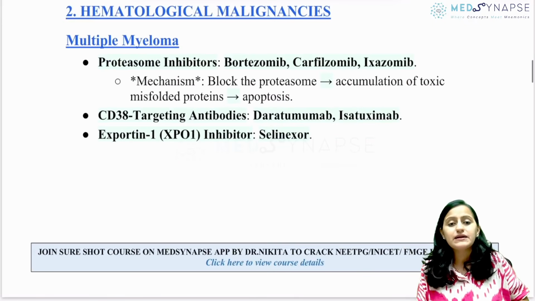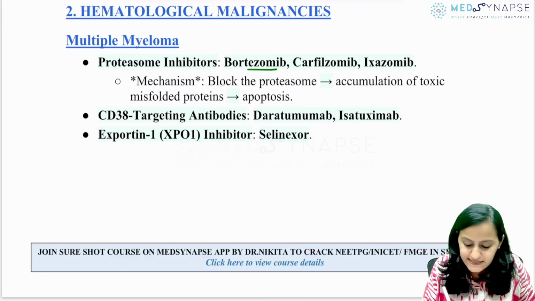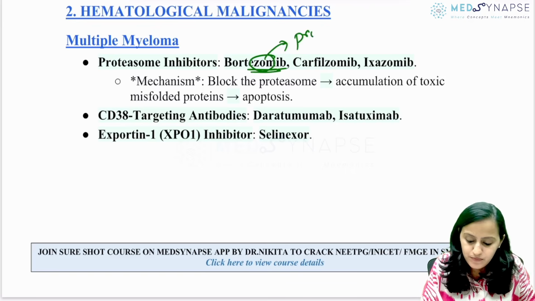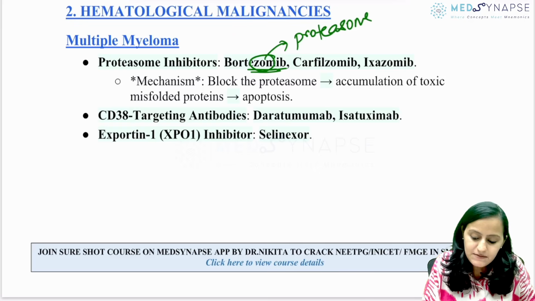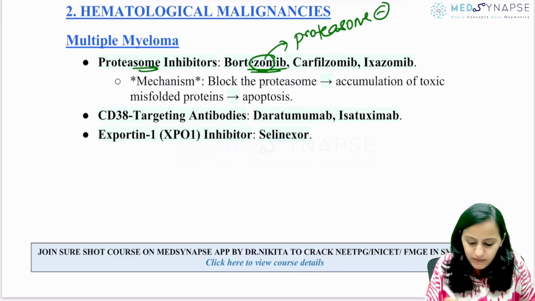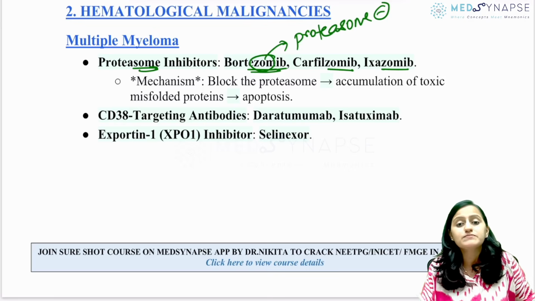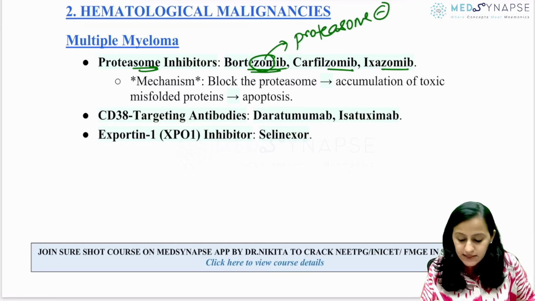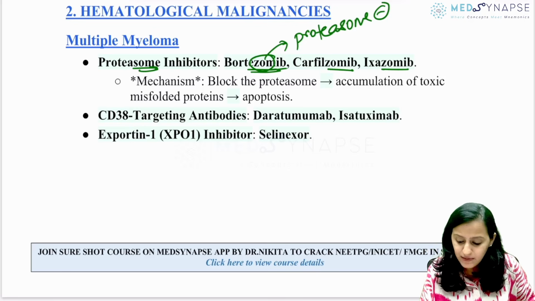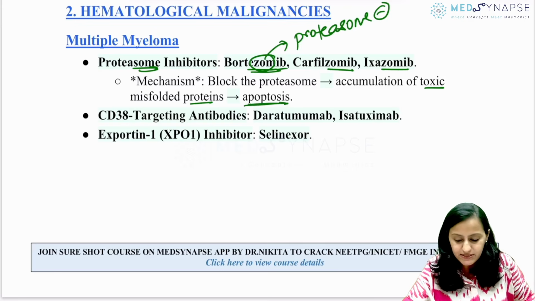Going to next one, hematological malignancies, multiple myeloma. Previously asked question, what is ZOMIB? ZOMIB. Zome is SOM. What SOM? Proteasome inhibitor. It is proteasome inhibitor. So which are the proteasome inhibitors? What is ZOMIB? Bortezomib, carfilzomib, ixazomib. Zomibs are proteasome inhibitor. So they are blocking the proteasomes. So that is why there is accumulation of toxic misfolded proteins and that leads to apoptosis.